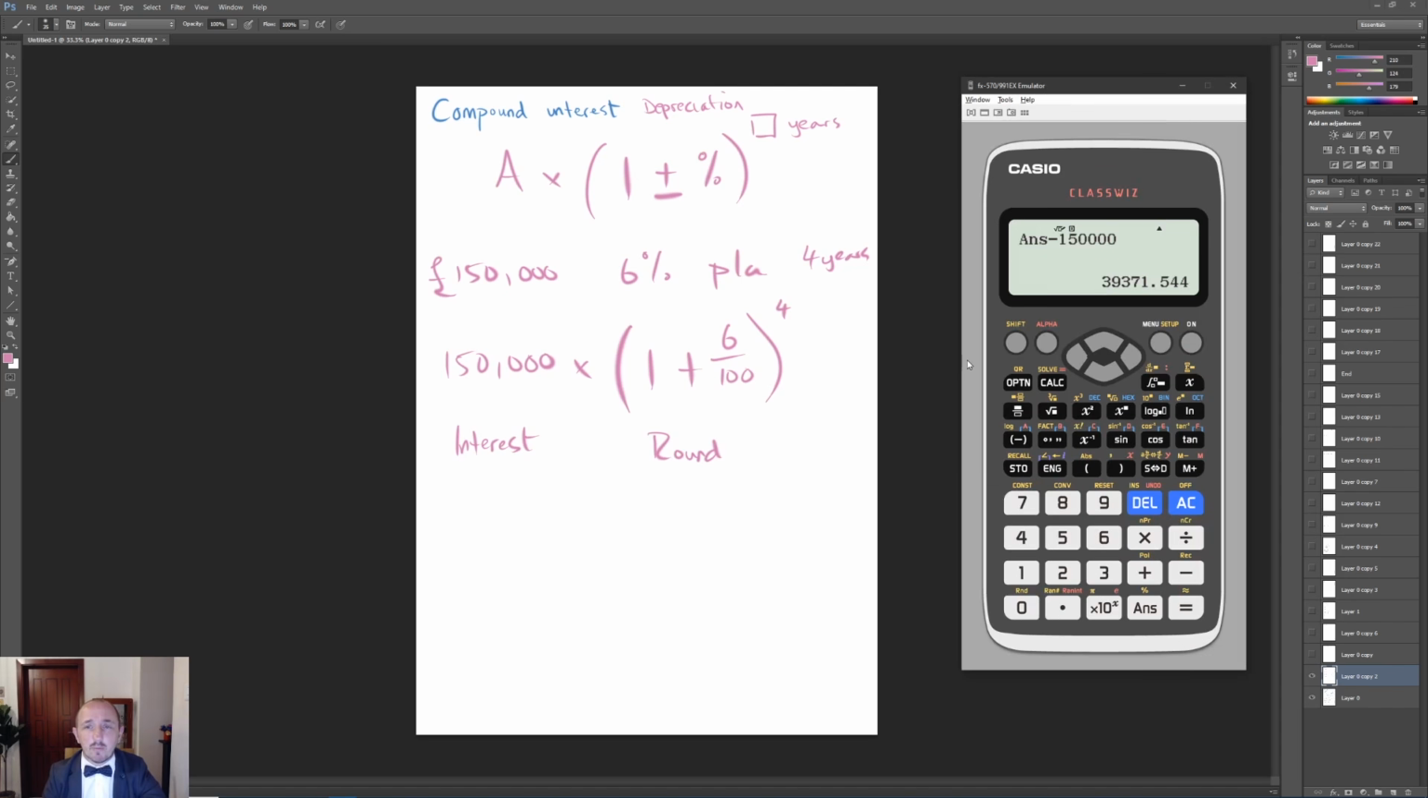Alright. Another trick you can use on the calculator, 150,000, press equals, and then we take the answer and we're going to multiply it by 1 plus 6%, 1.06, and then we just press equals the number of times, the number of years that we have. So the first year, second year, third year, and fourth year. Okay, so we're just pressing equals every time the year passes, if you like.